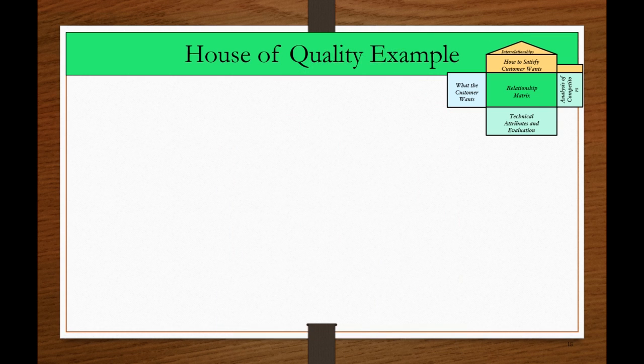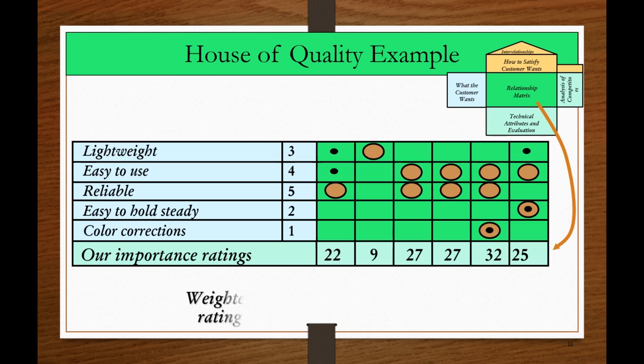So in the relationship metrics, see here we got our importance rating, that is 22. How did we get 22? 3 into 1 plus 4 into 1 plus 5 into 3. So this value gives 3. So 3 into 5, 15. 4 into 1, 4 plus 3 into 1, 3. So 3 plus 4, 7. 7 plus 15, which is 22.